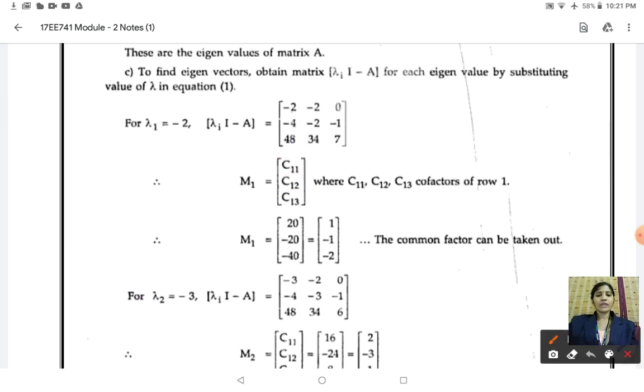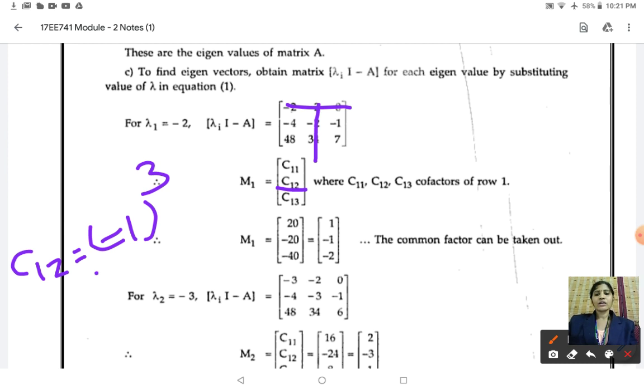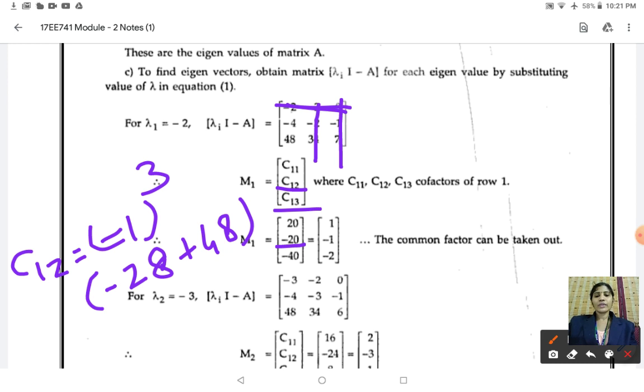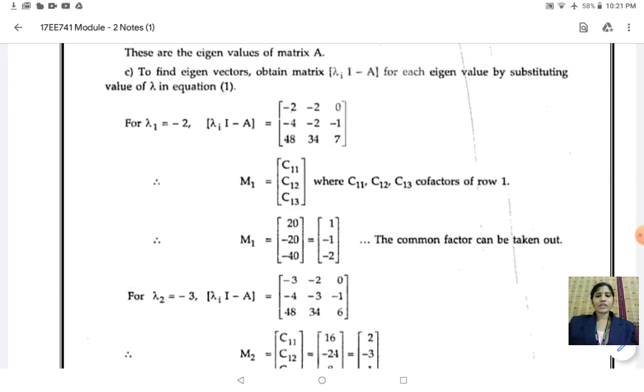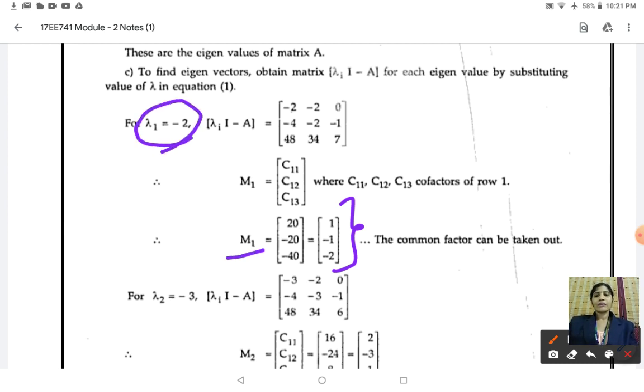Same thing when you obtain C12. C12 is nothing but minus 1 to the power of 3. If you eliminate the first row and second column, it is minus 28 plus 48. So you will get minus 20. Same thing for C13, first row, third column, you will get minus 40. Taking 20 as a common factor, you will get the modal matrix M1 as 1, minus 1, minus 2. So it is your modal matrix 1 for the eigenvector at minus 2.